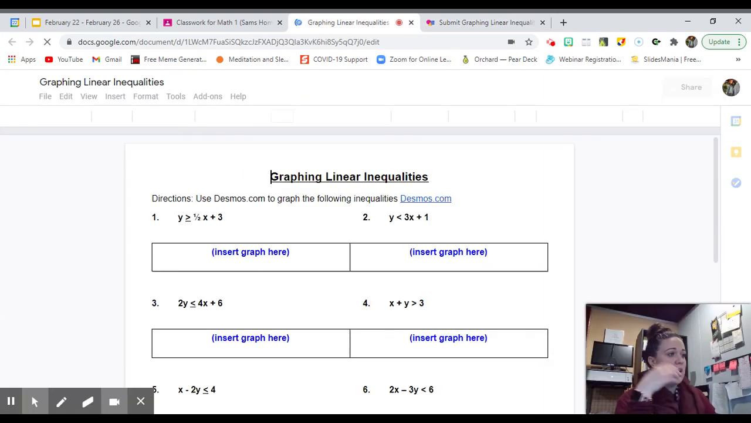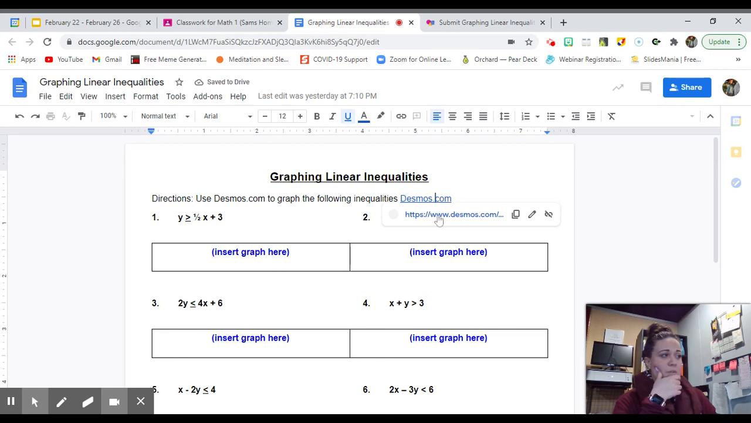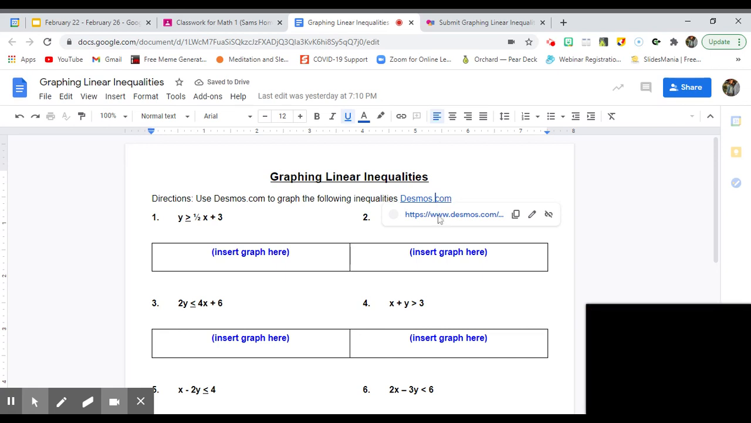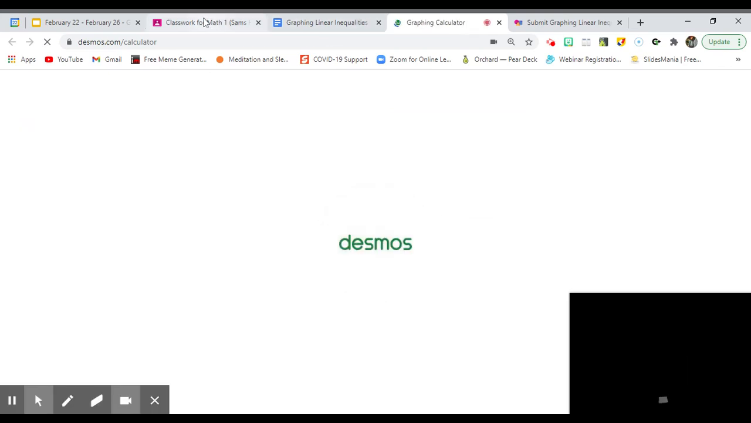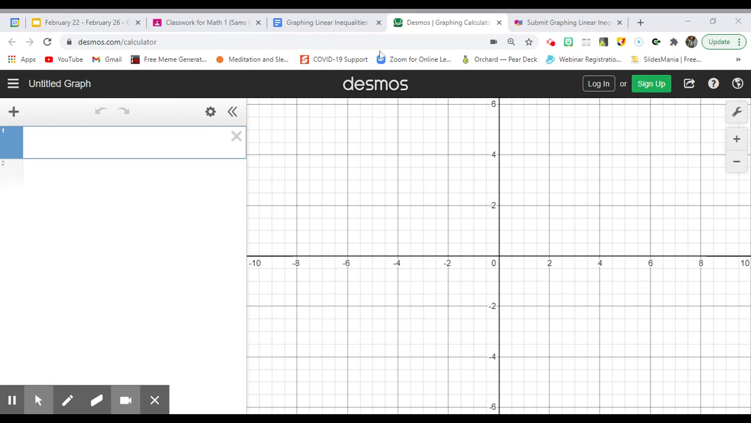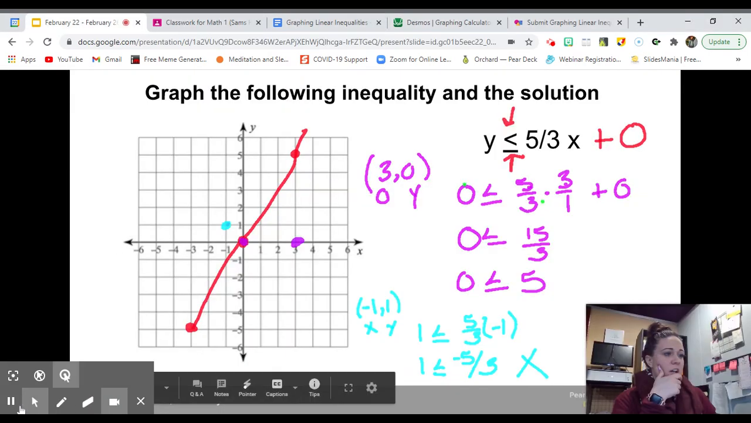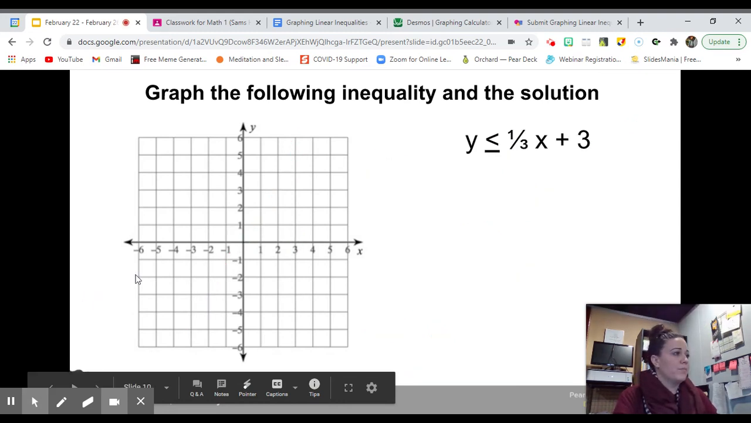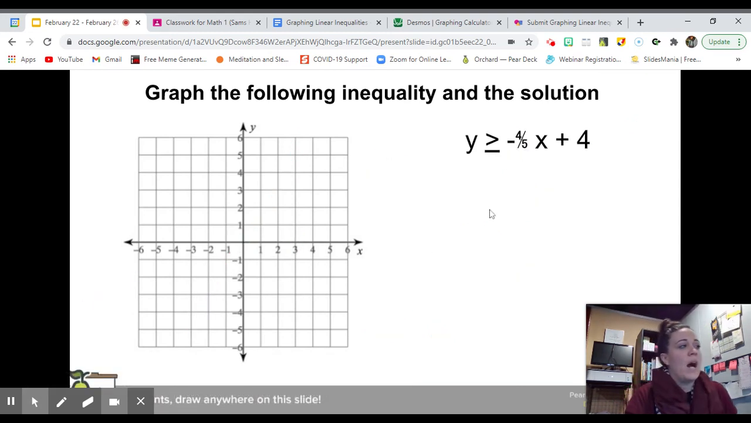And then we're going to be diving into Desmos.com. So I'm going to go into Desmos.com here. The equation that we needed to graph, sorry, I know I'm flip-flopping around like crazy. Let's do this one. I didn't graph this one. So y is greater than or equal to -4/5 x plus 4.